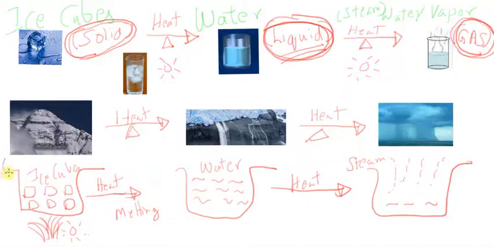Let's write that down here. This is your solid form, the solid phase, which is the ice cubes. This is your liquid form, which is the water. And this is your gaseous form, which is the steam. So we've got the solid, the liquid, and the gas form. Now, how does this happen?